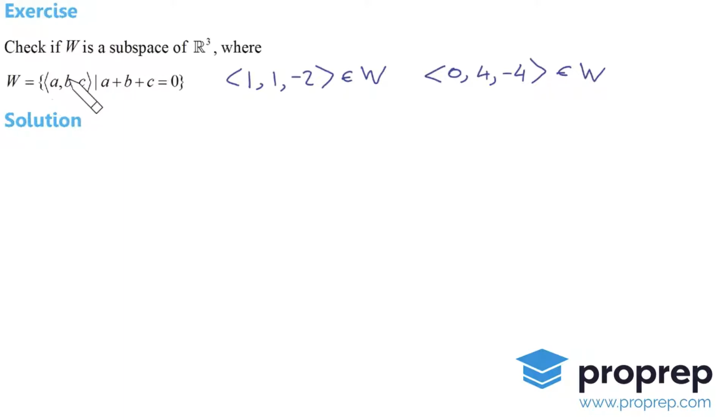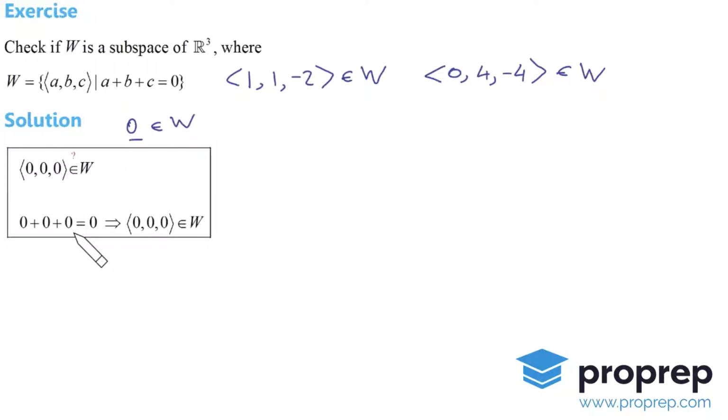There are three things to prove for a subspace. The first condition is that the 0 vector has to belong to W, but the 0 vector is just the vector 0, 0, 0. And is this in W? Well, yes, because if we look at the A plus B plus C here, it's 0 plus 0 plus 0, which is 0 as required. So the 0 vector is in W.